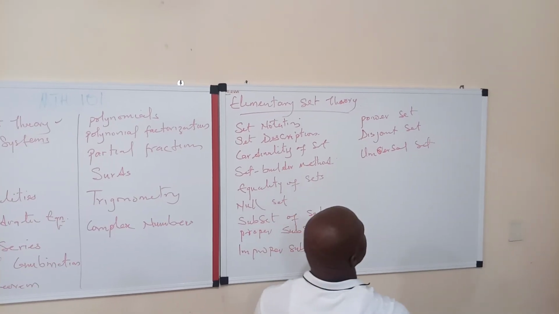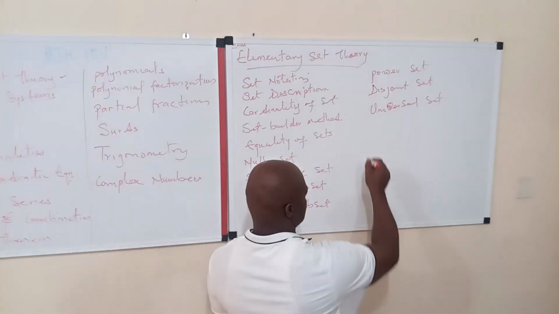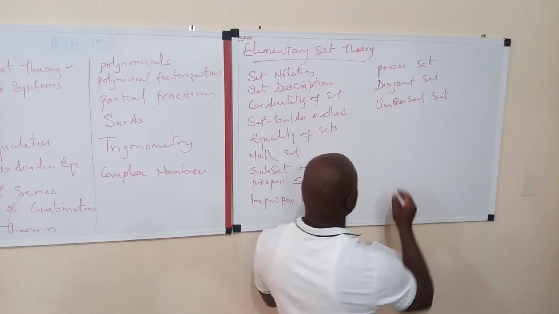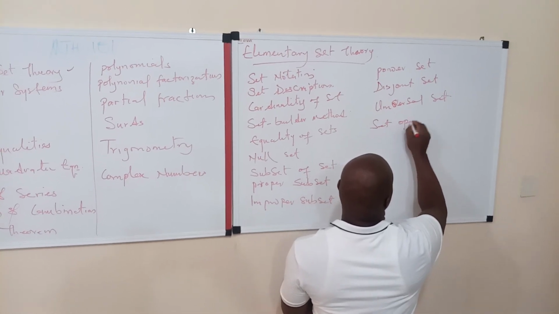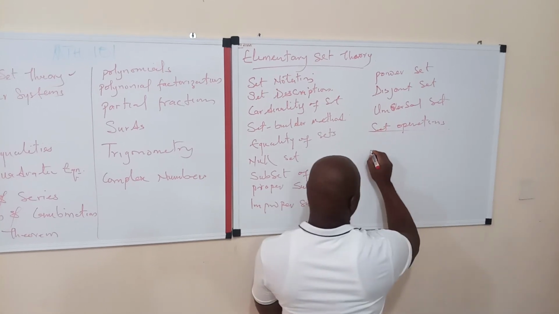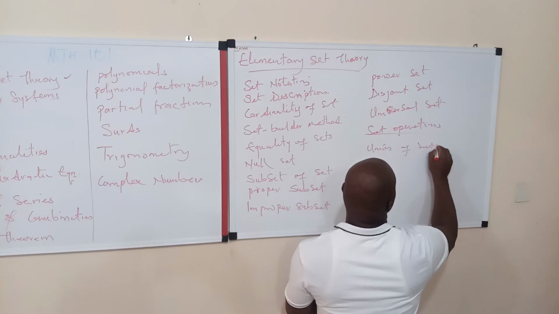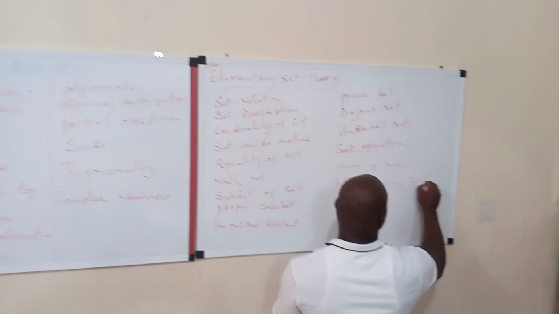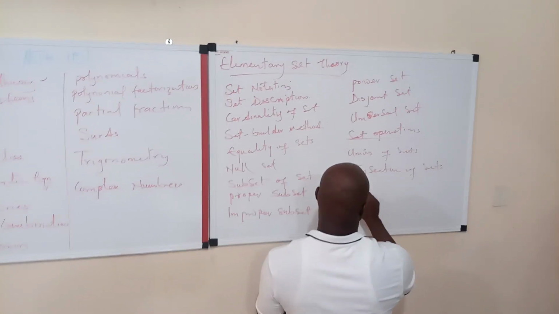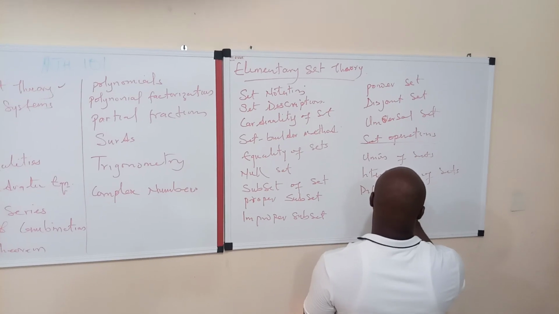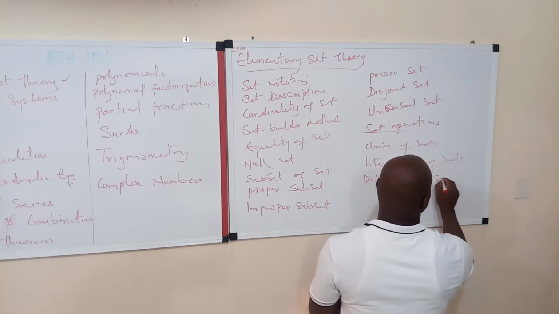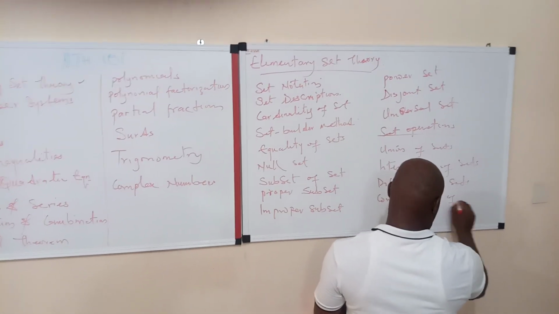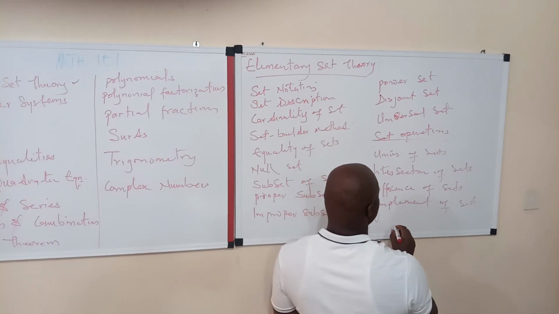Then we will also go ahead to determine some set operations, like the union, intersection, difference, and the complements of sets. In set operations, we have the union of sets, the intersection of sets, the difference of sets, and the complements of sets. And lastly, we are going to consider the Venn diagram.